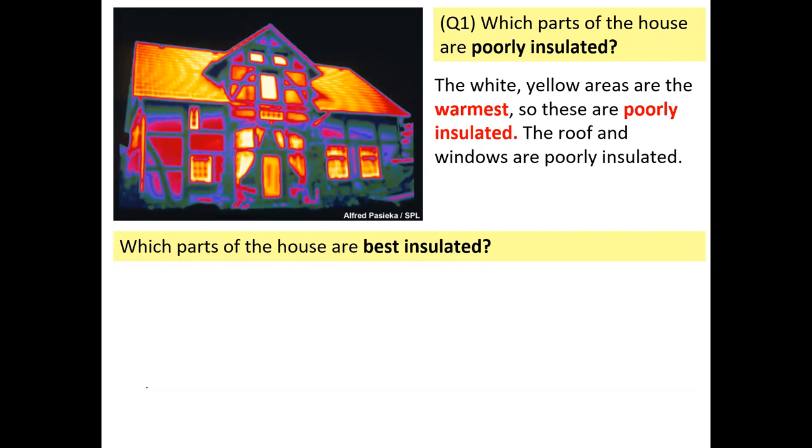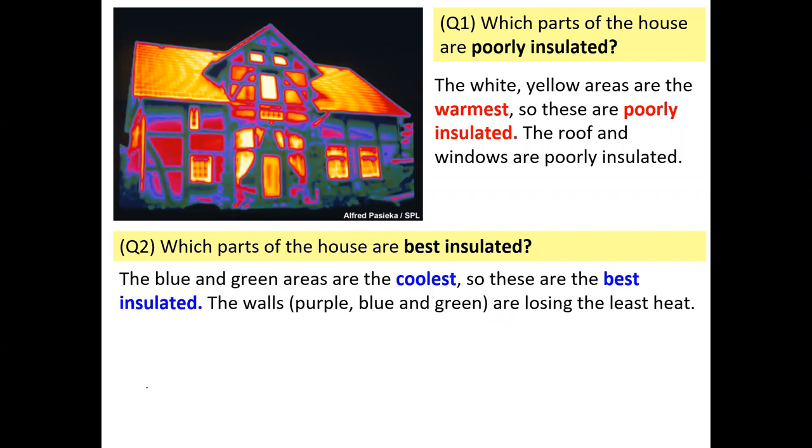Question two, which parts of the house are best insulated? Well, looking at this thermogram, it's the blue and green and purple areas which are the coolest. So these are the best insulated. So you can see, looking at this thermogram, it's these purple, blue and green walls which are losing the least heat.